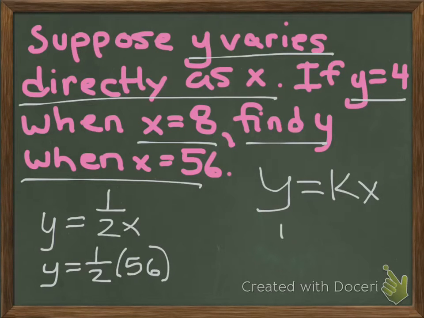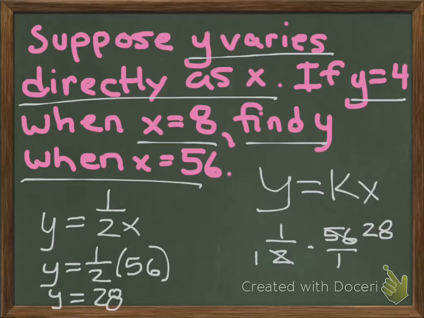So I'm going to multiply 1/2 times 56. I can make them both fractions, and I can actually cross simplify here, and I get 28 over 1, or just 28. So the answer for this problem is actually going to be just y equals 28, but we had to come up with the equation first to get it.